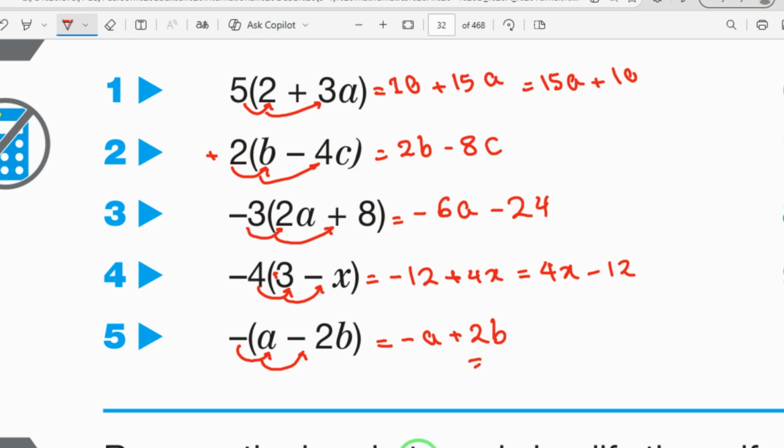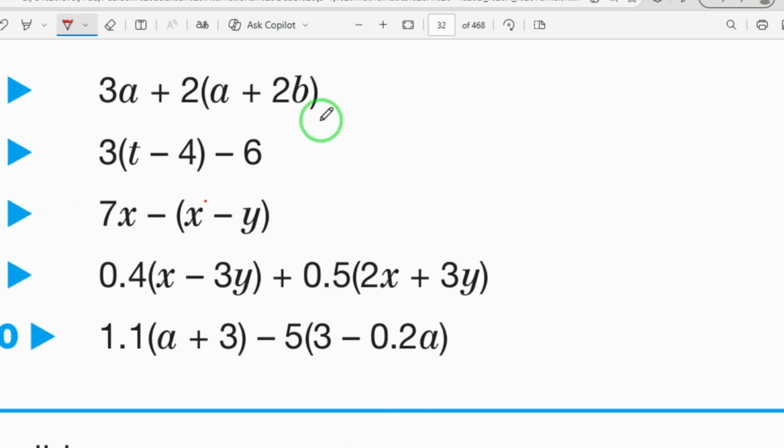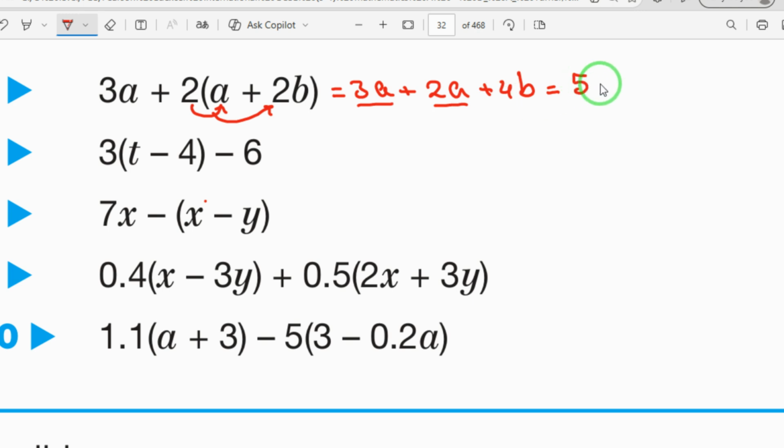Question number 6, we come to the second column here. First we remove the bracket. We write here 3a as itself with no change, plus 2 multiplied by a. We write here 2a. 2 multiplied by 2 gives us 4, plus 4b. Then we simplify. We have here like terms. 3a plus 2a becomes 5a. Here we write 5a plus 4b.